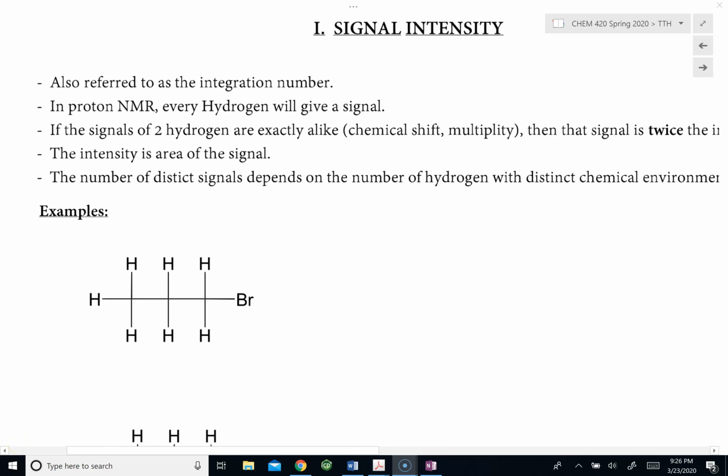Signal intensity in proton NMR. So in proton NMR, every hydrogen in a molecule will give us a signal. And the number of distinct signals depends on the number of hydrogens with a distinct chemical environment. If we have two hydrogens in a molecule with the same chemical environment, meaning they are connected to a similar atom and overall look exactly the same, then those two hydrogens will give us the same signal, thus raising up the intensity of that signal.